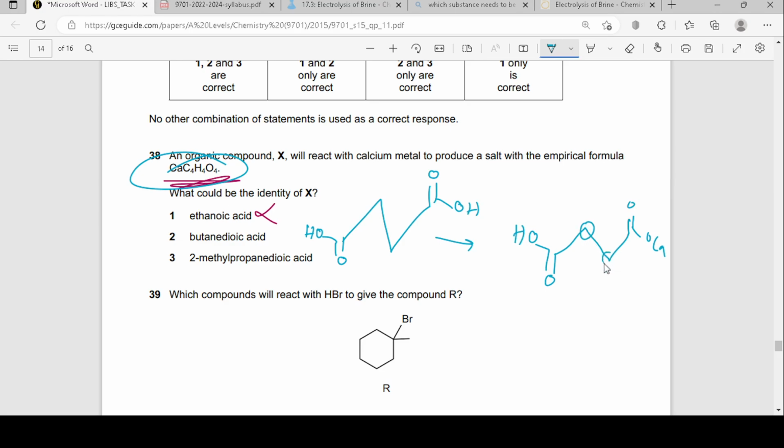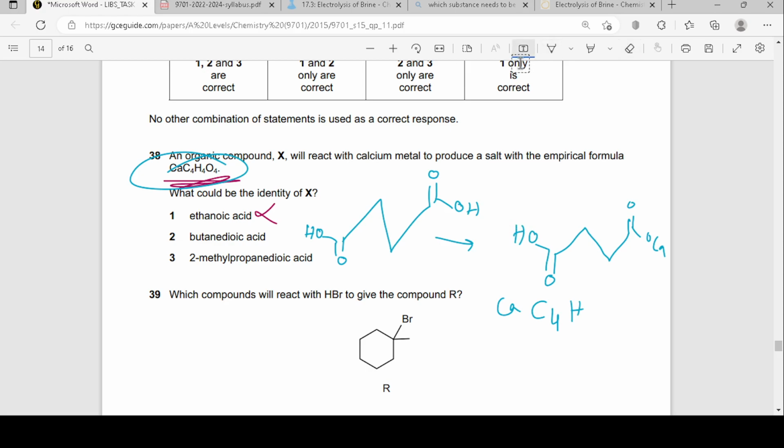So 1, 2, 3, 4 carbon atoms. So C4. And then how many hydrogens do I have? Okay, let me just erase that a little bit. Okay, so I have Ca, C4, and then how many hydrogen atoms do I have? 1, 2, 3, 4, 5. That's a problem. I'm not really sure whether I've done this question right or not.